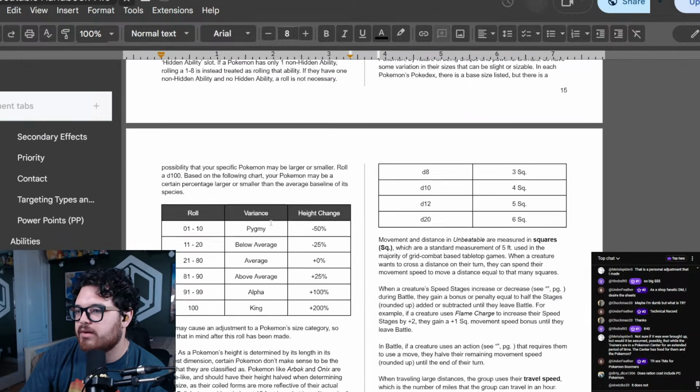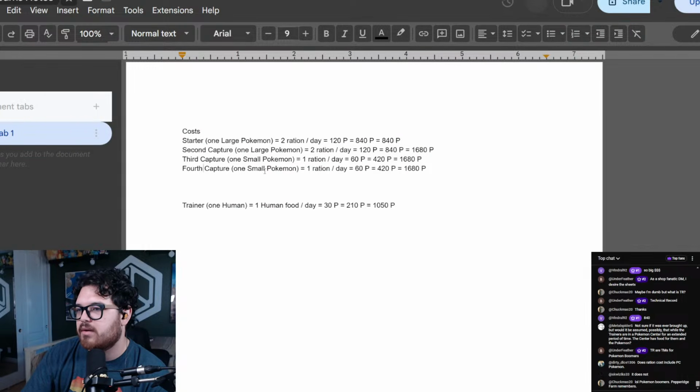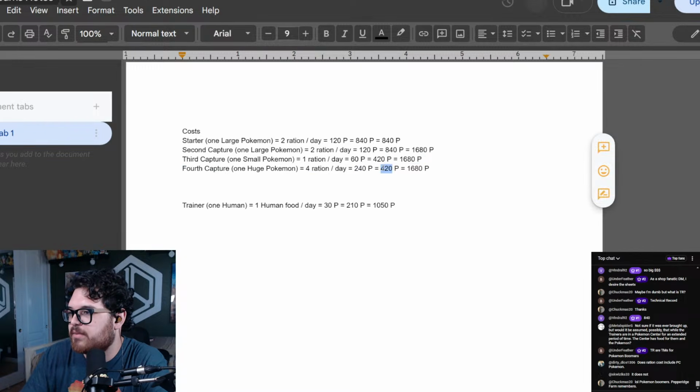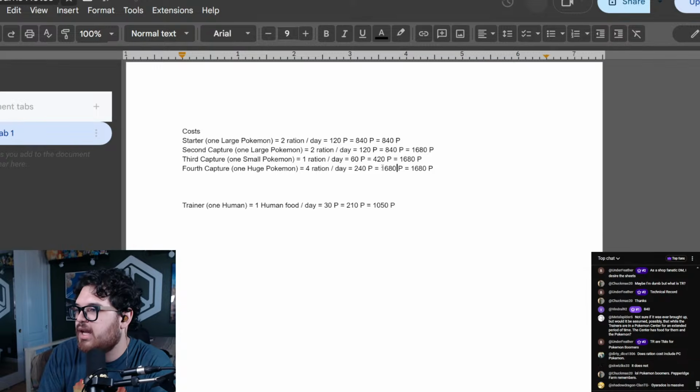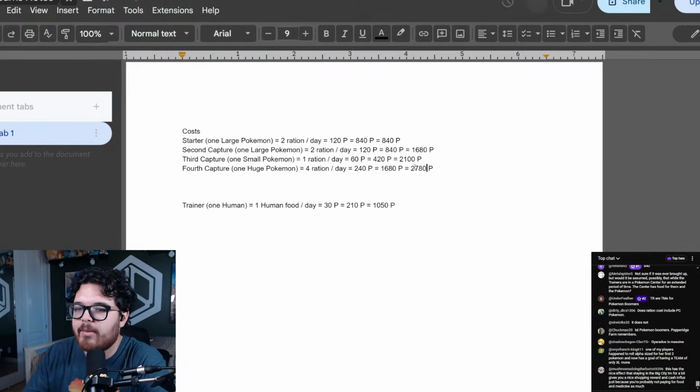So let me pull this back up real quick. Sizes. So we're going to assume 1 huge size Pokemon that requires 4 rations. Four rations per day, which is going to bring us up to 240, which is going to bring us up to 1680. And I didn't add earlier the 420 to this, so that'll bring us up to 2100. And then 2100 plus 680 is 2780. Right? Am I doing my math right? Is anybody seeing that I'm messing this up?